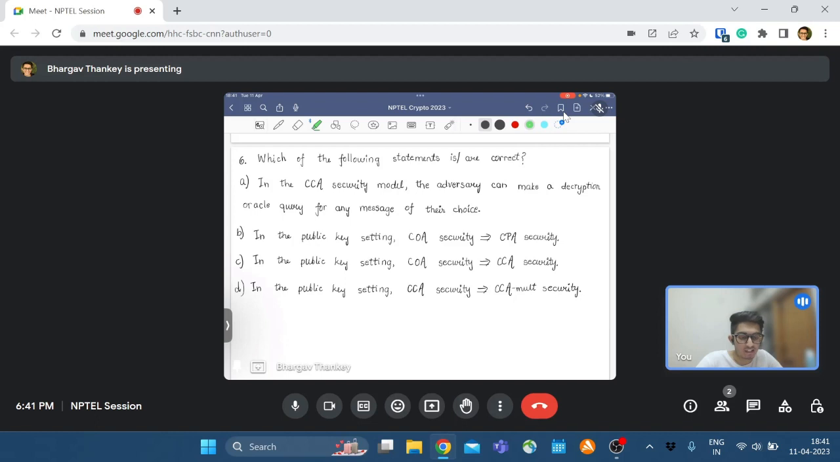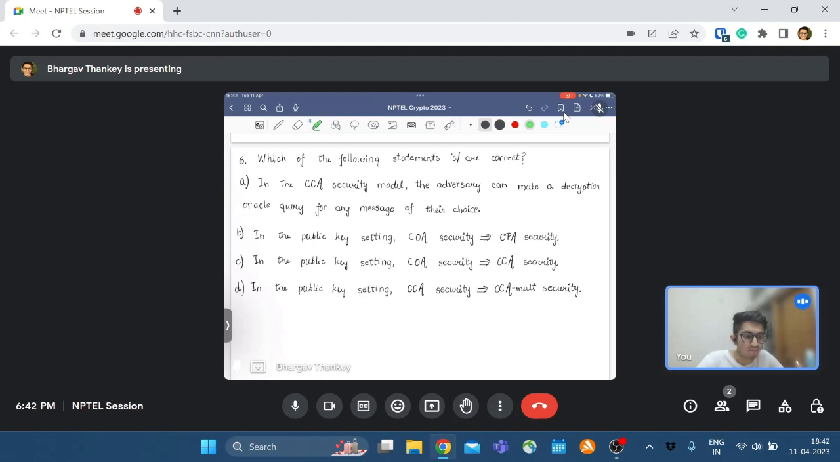The adversary can make a decryption oracle query for any message of their choice. However, in the challenge phase, the adversary sends two messages M1 and M2 and receives the ciphertext C for one of the two messages at random. Let's call this ciphertext C star.